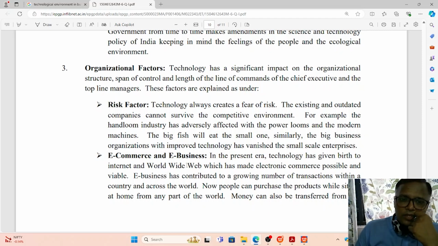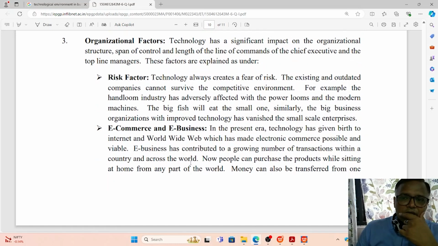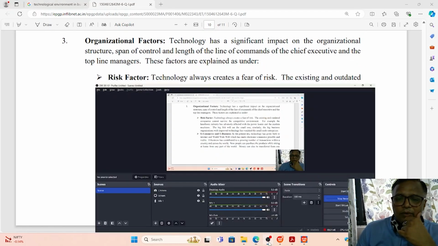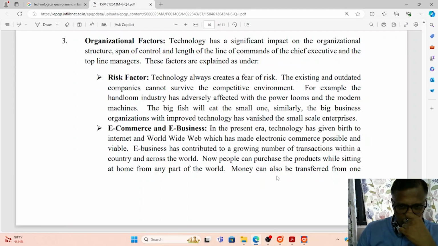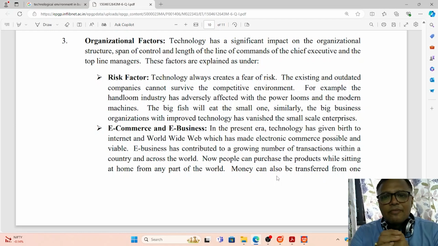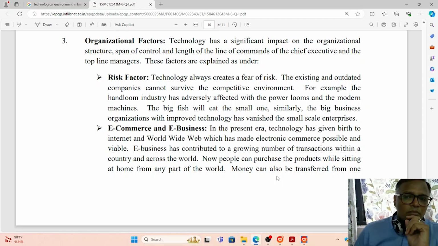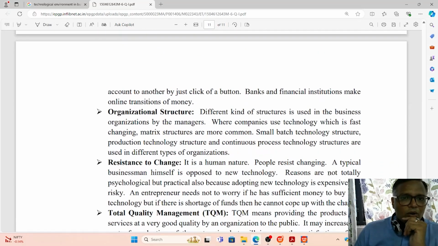Next is about e-commerce and the industries. In the present era, the technology has given birth to the internet and the World Wide Web, which has made electronic commerce possible. The e-businesses have contributed to the growing number of transactions within the country and across the country. More people can purchase the product while sitting at home and from every part of the world. Money can also be transferred from one account to another just by the click of a button. Banks and the financial institutions make online transactions of money.